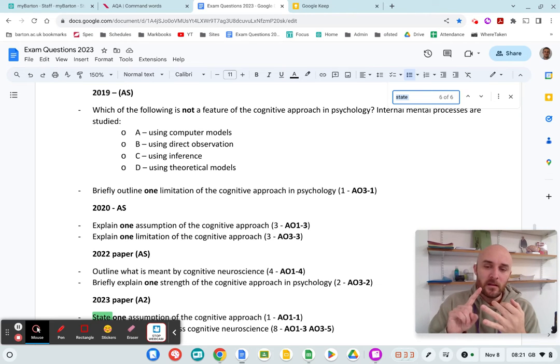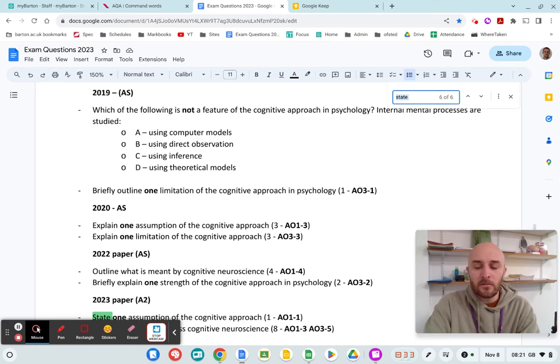State, identify, label, or name. Just do that. Don't write whole sentences. Don't write whole paragraphs. If it asks you to state, just state. You'll get marks if you write a full paragraph, obviously, but it's a complete waste of time.